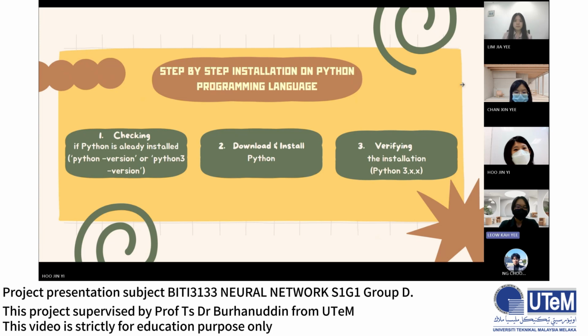A step-by-step installation of the Python programming language. Before installing Python, we need to check if Python is already installed to avoid duplicate installation. For Windows, we can open the command prompt and type python --version or python3 --version. For macOS or Linux, we can open the terminal and type python --version or python3 --version. Then if we see Python 3.x.x, it is already installed. If not, we go to the next step, which is to download and install Python.